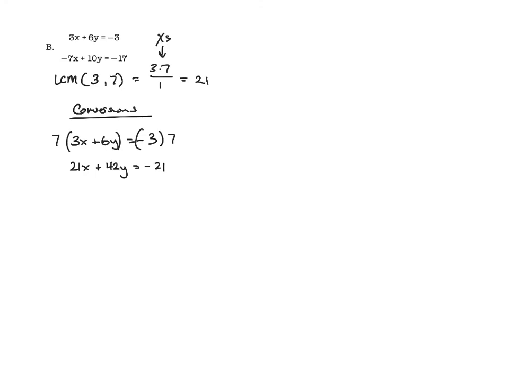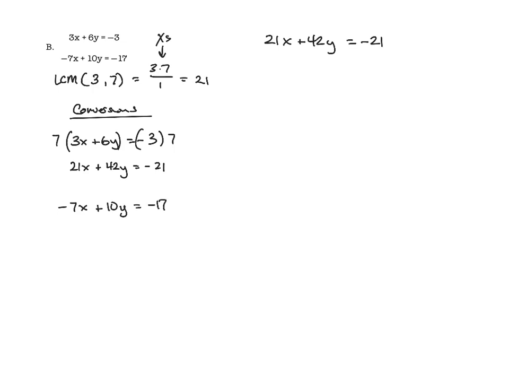So what I will now do is make my system over here to the right. And you don't have to write this squiggly thing either. I'm doing it, so I won't write it this time, okay? So here we go. I write my system over here, 21x plus 42y equals negative 21. And then I will go to the next equation because I've got to convert both of them. So I will write that out. So negative 7x plus 10y equals negative 17.